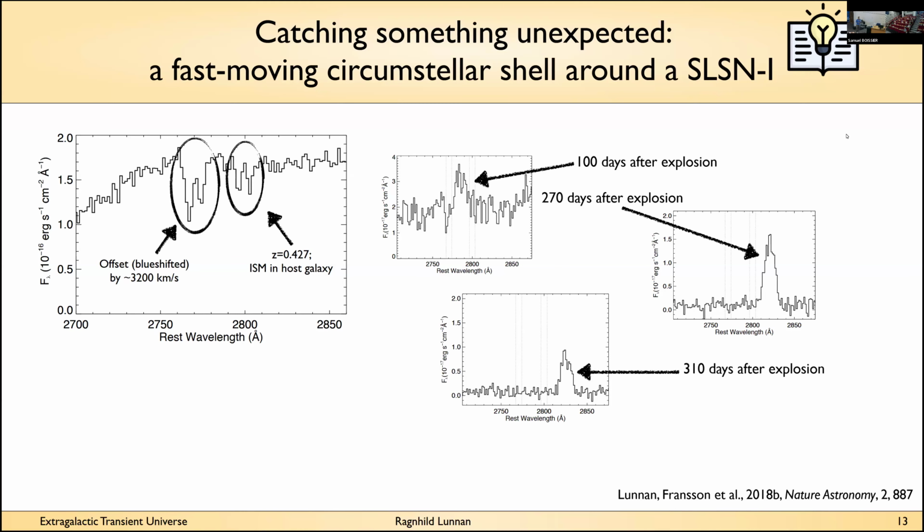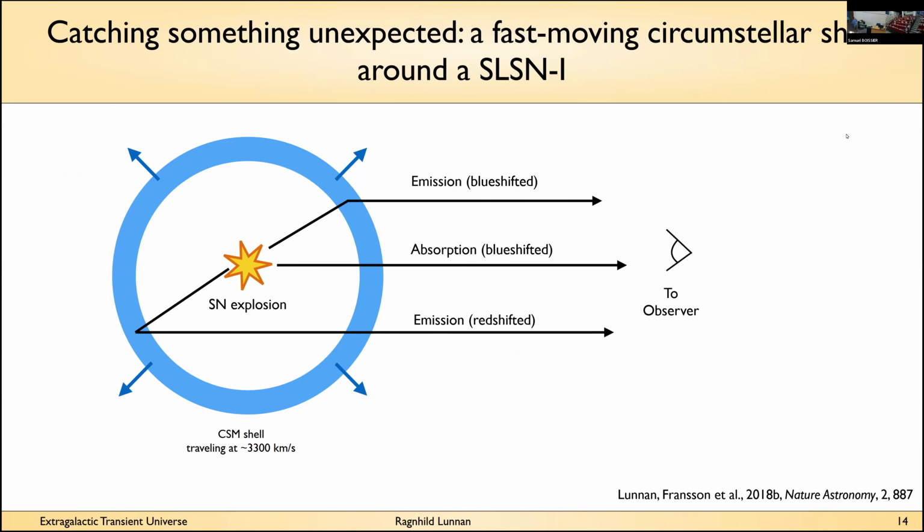And this is actually beautifully, simply explained by a resonance line scattering light echo in a circumstellar shell. So what we are seeing here is a CSM shell that's traveling at basically this offset, about 3,000 kilometers a second. At peak light, we're seeing absorption, like a supernova spectrum with blue shifted absorption lines. And then as the supernova fades, we see the light echoes sweep across the shell. We first see the emission from the blue shifted side that's closer to us, and then we see the emission from the red shifted side that's moving away from us, and then it fades away.